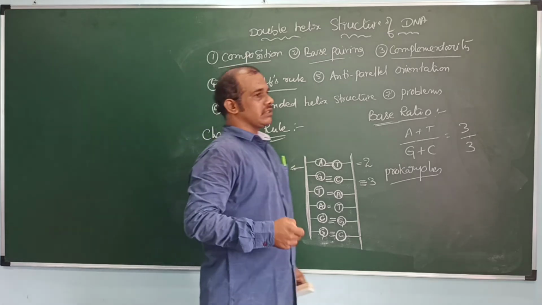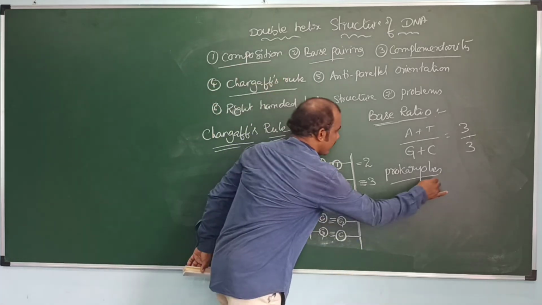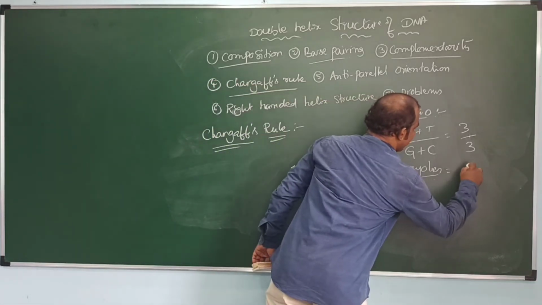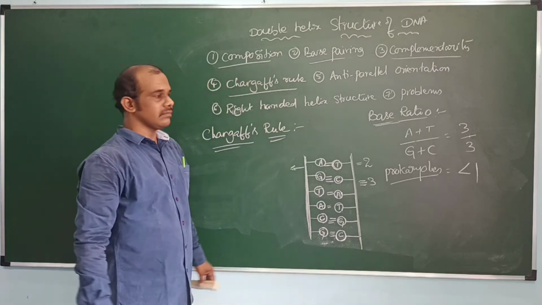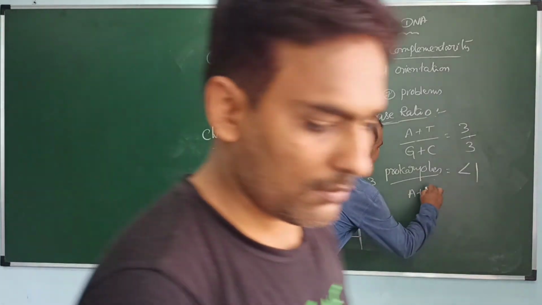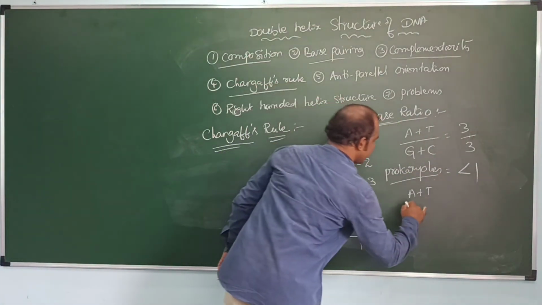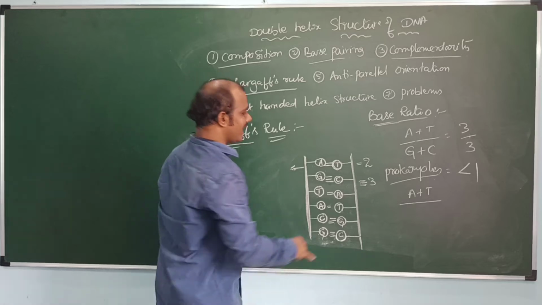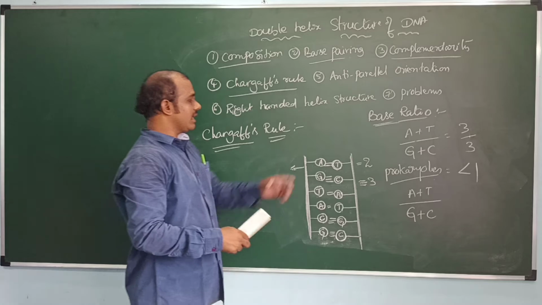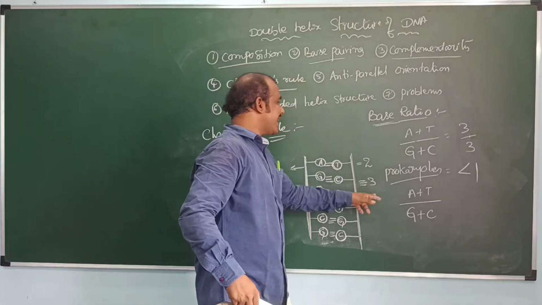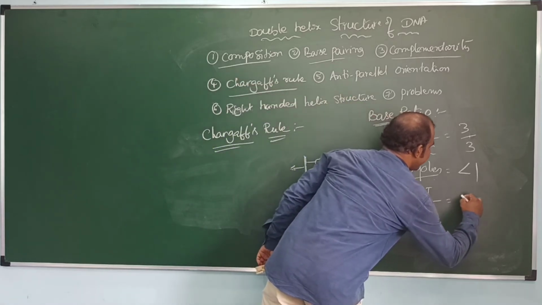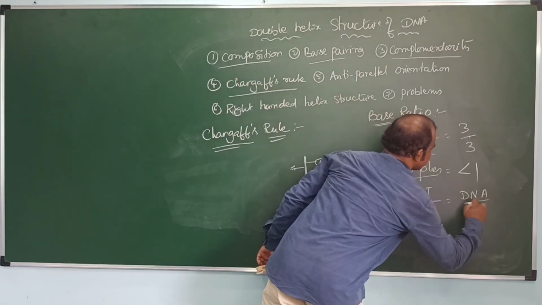So, what is the value of base ratio in prokaryotes? The base ratio in prokaryotes is always less than 1. Why? Because the number of adenine and thymine pairs is less than the number of guanine and cytosine. That's why the base ratio is always less than 1 in prokaryotes, and that's why the melting point of DNA is also high in prokaryotes.